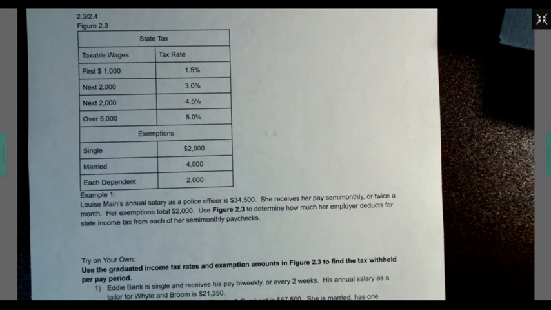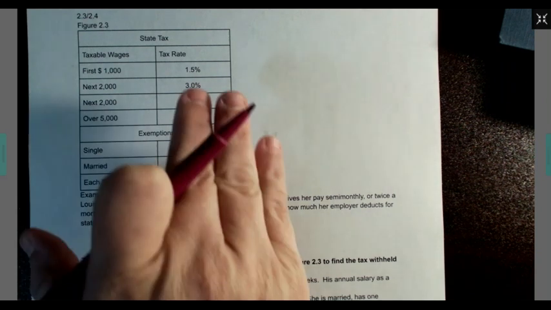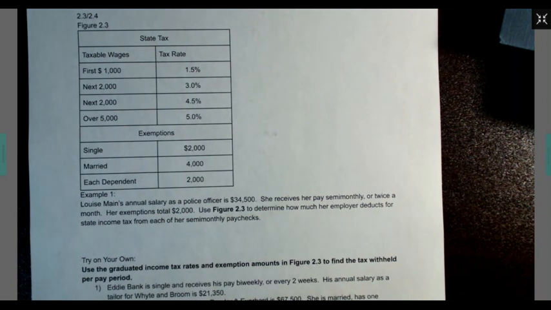Example 1. Louise Main's annual salary as a police officer is $34,500. She receives her pay semi-monthly, or twice a month. Her exemptions total $2,000. Use figure 2.3 to determine how much her employer deducts for state income tax from each of her semi-monthly checks. So she gets taxed based on this graduated income tax for state.